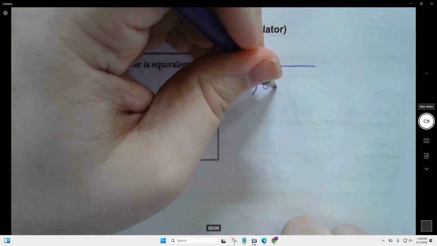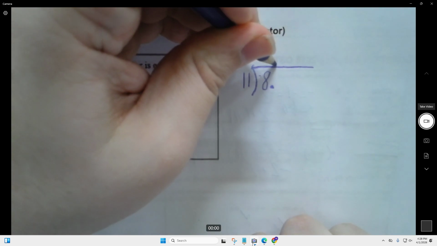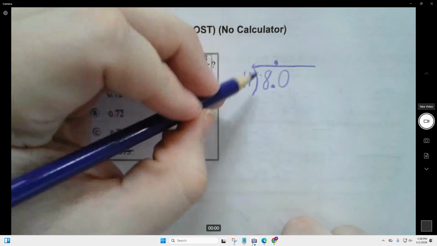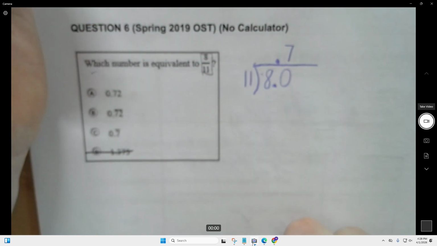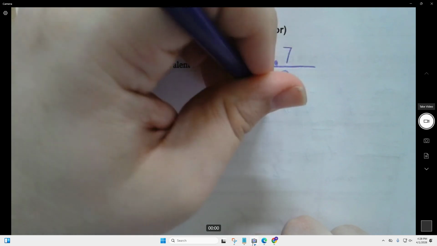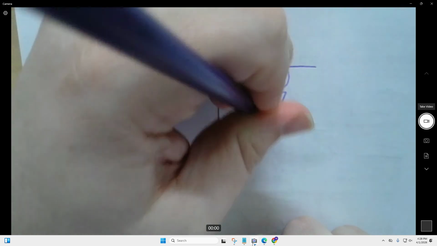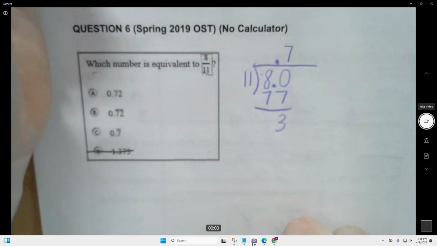So, we add a decimal point. And the decimal point goes above as well. And we add a 0. Then we ask, how many times does 11 go into 80? The answer is 7. 11 times 7 is 77, which leaves you with 3.